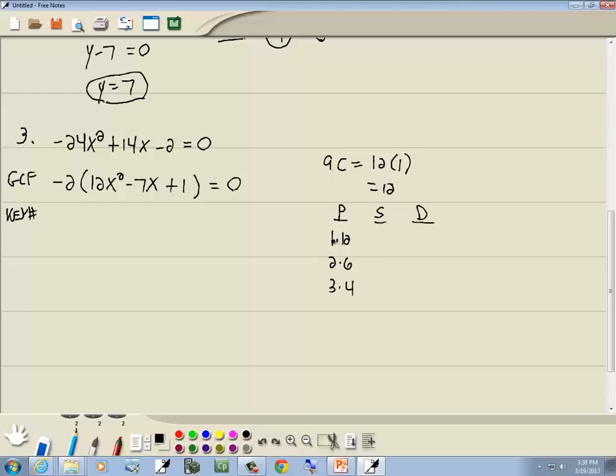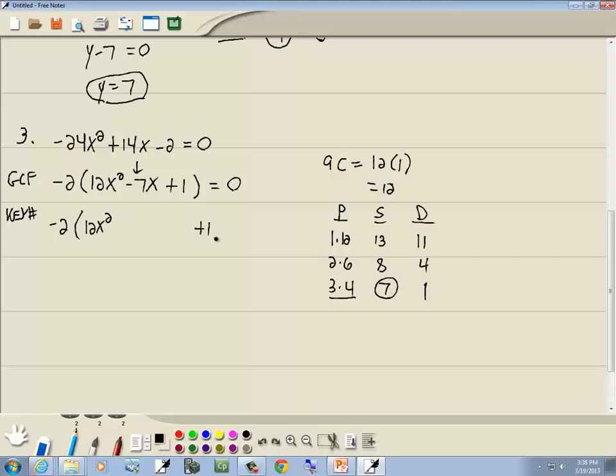In the S column, we want to add them together. 1 plus 12 is 13. 2 plus 6 is 8. 3 plus 4 is 7. In the difference column, we want to subtract them. 12 minus 1 is 11. 6 minus 2 is 4. 4 minus 3 is 1. Now the number we're looking for is a number in our middle term, which is a 7. Which is right here. So we're going to use 3 and 4. Now the negative 2 just carries down out in front.